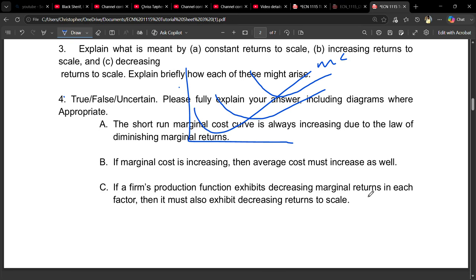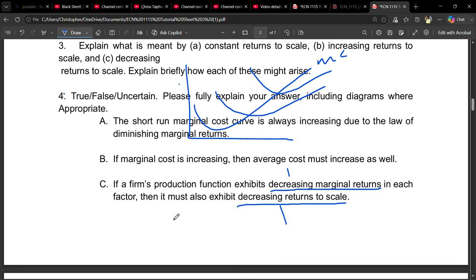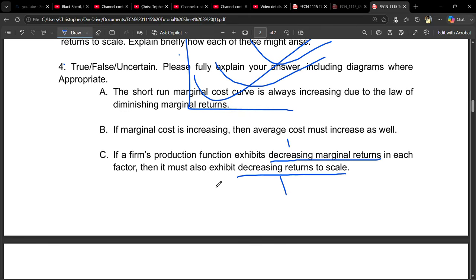So C says, if a firm's production function exhibits decreasing marginal returns in each factor, then it must also exhibit decreasing returns to scale. So this is false because these are two different concepts. As you can see, decreasing marginal returns is simply a short run concept, while decreasing returns to scale is a long run concept. They are both production functions, but they are different concepts. This one is in the short run, that is in the long run, so it can't affect the other one.